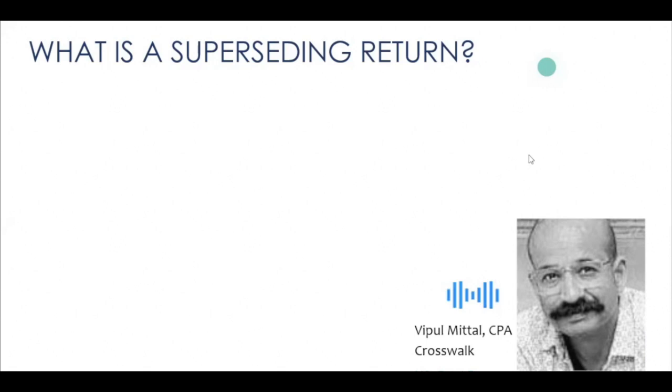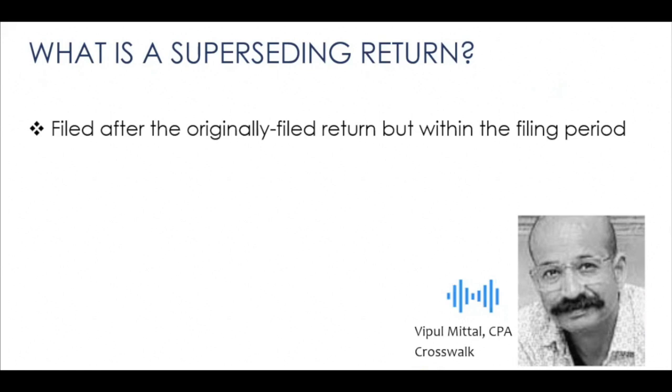Now, what is a superseding tax return? This is a tax return that you file after filing the tax return. You have already filed your tax return; you call that the originally filed tax return. Now you're filing another tax return, making a correction to the old one, a new tax return for the same period. For example, if you have filed the tax return for 2023, and after filing it you discover some error, you want to file a new tax return. That is your superseding tax return, provided it is within the filing period.